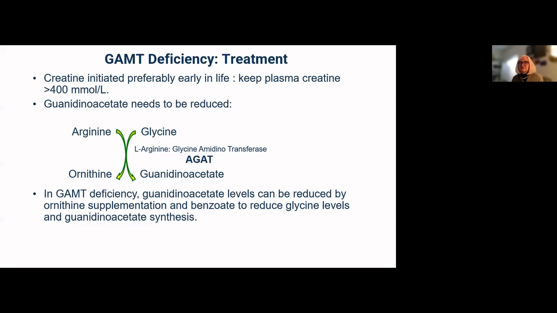The reason for using ornithine and benzoate to reduce guanidinoacetate is because with ornithine we are shifting the equilibrium of this reaction backward, and also with benzoate, benzoate conjugates with glycine to form hippuric acid, which is excreted in the urine, reducing therefore the synthesis of guanidinoacetate.